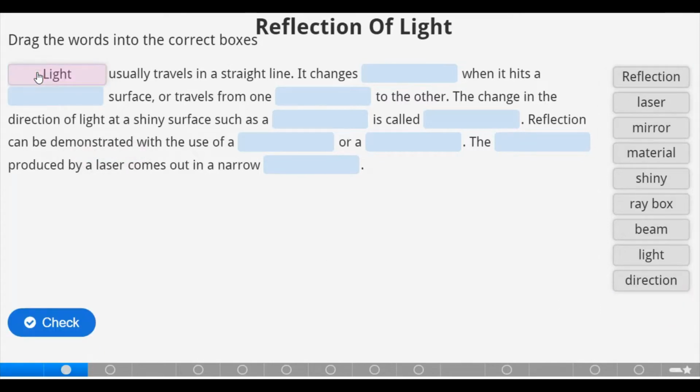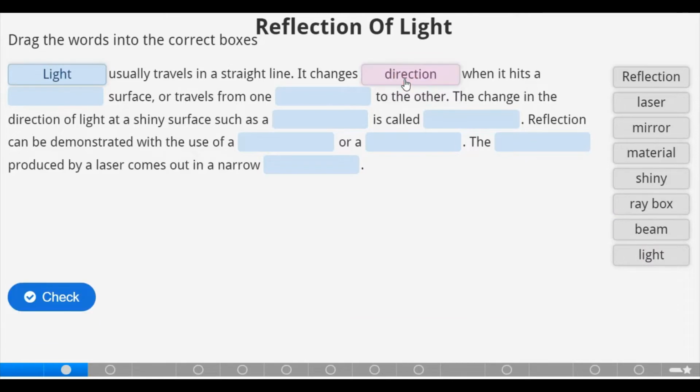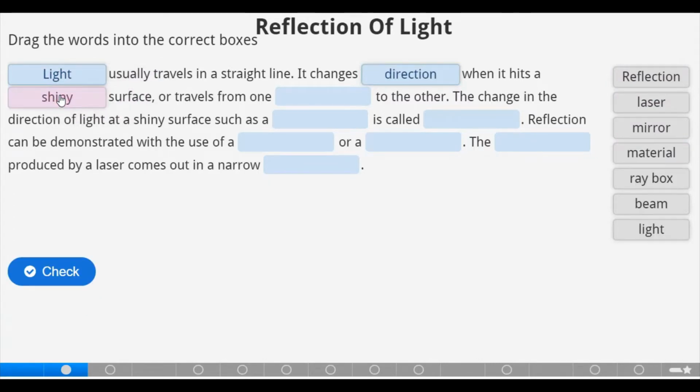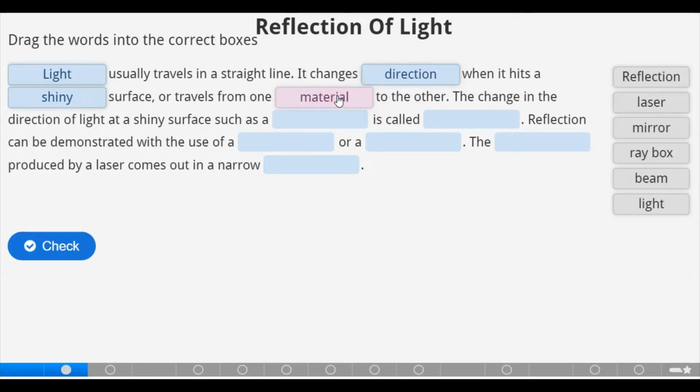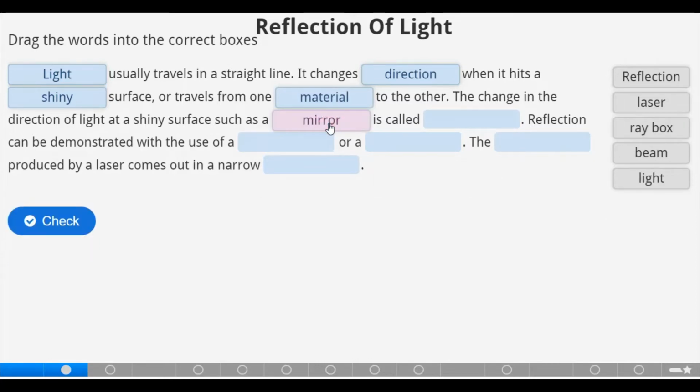Light usually travels in a straight line. It changes direction when it hits a shining surface or travels from one material to another. All right? The change in the direction of light at any shining surface, such as a mirror, is called reflection.